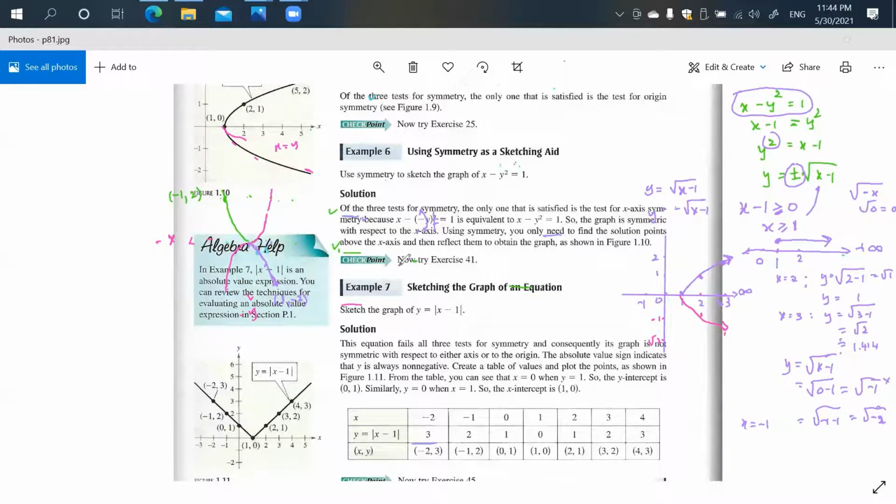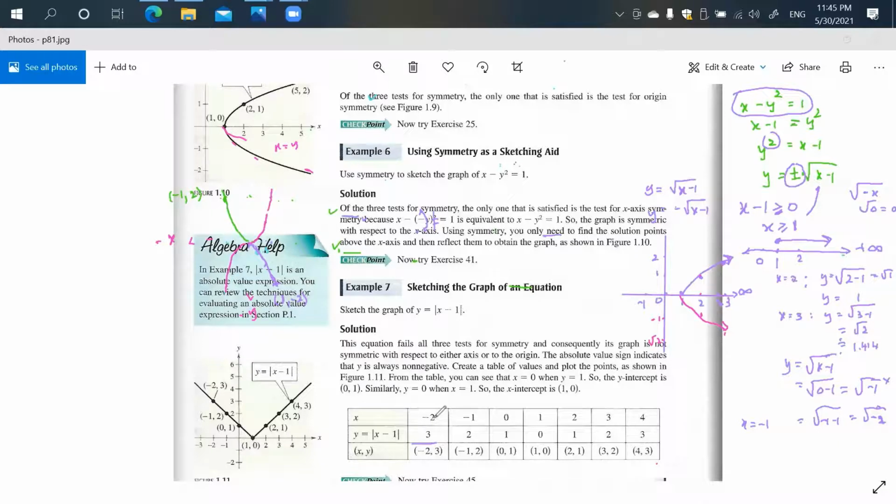Now come to the next example, number 7. See that? They want you to plot this graph: absolute y equal to absolute x minus 1. Now they use a table, like you learned from grade 9, right? Some with some teacher, not sure. So you use a table like 0, 1, 2 to the right hand side, left hand side, and then you replace.